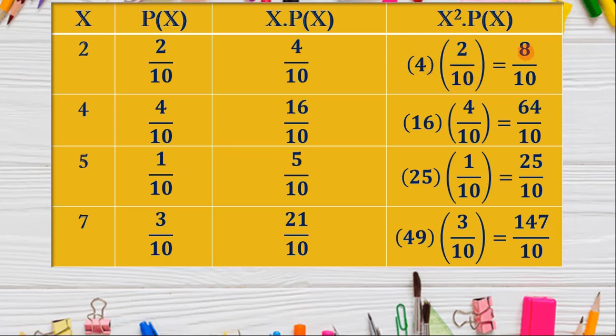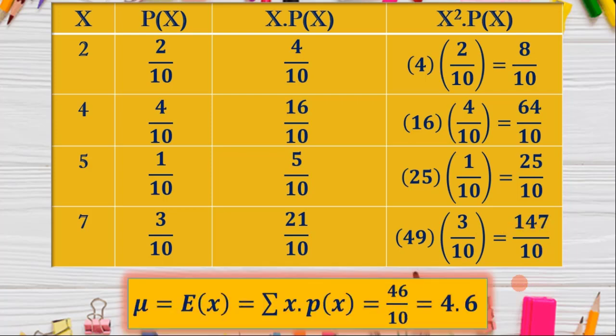So 4 times 2, that's 8 all over 10. Just copy the denominator 10. Then 16 times 4, that's 64, copy 10. 25 times 1, 25, copy 10. Then 49 times 3, that's 147 all over 10.